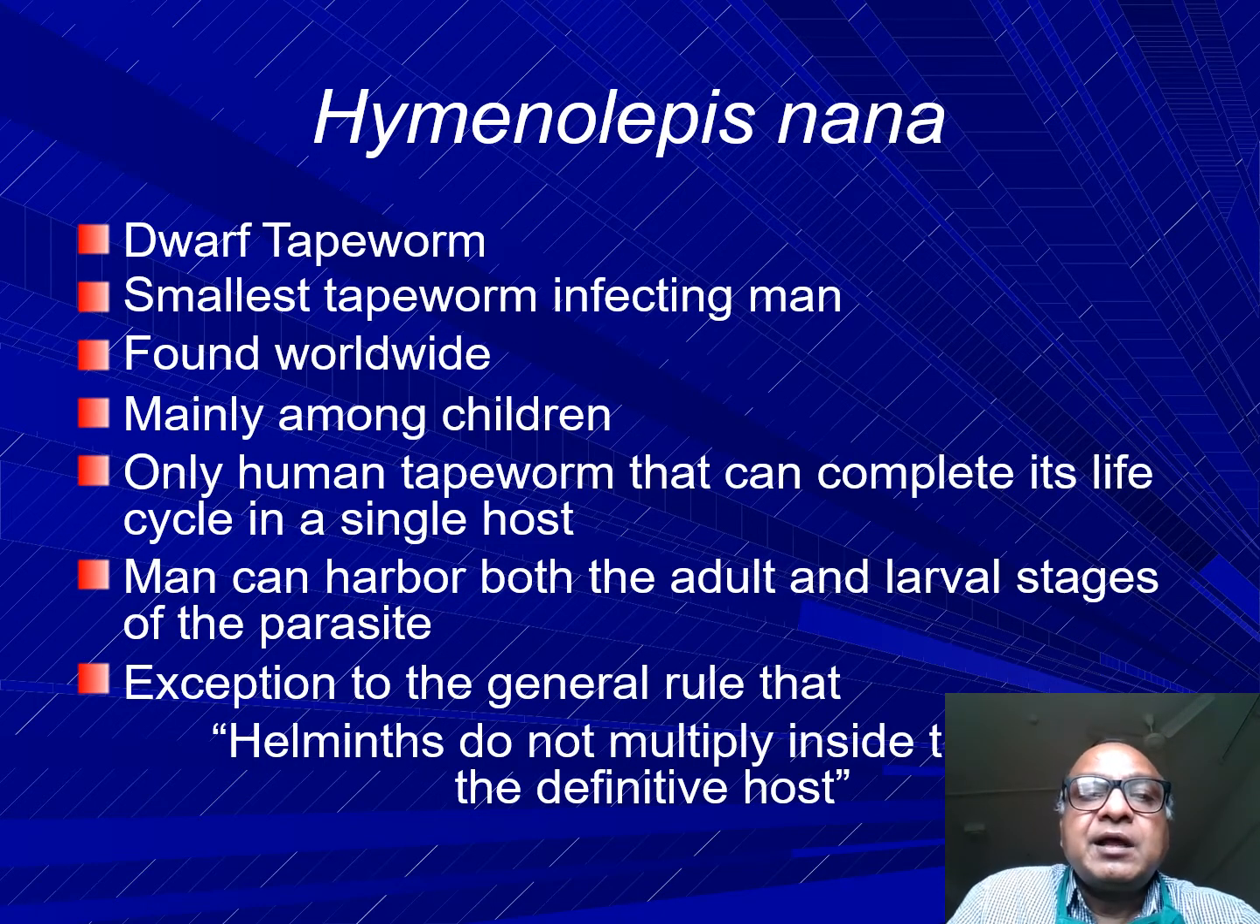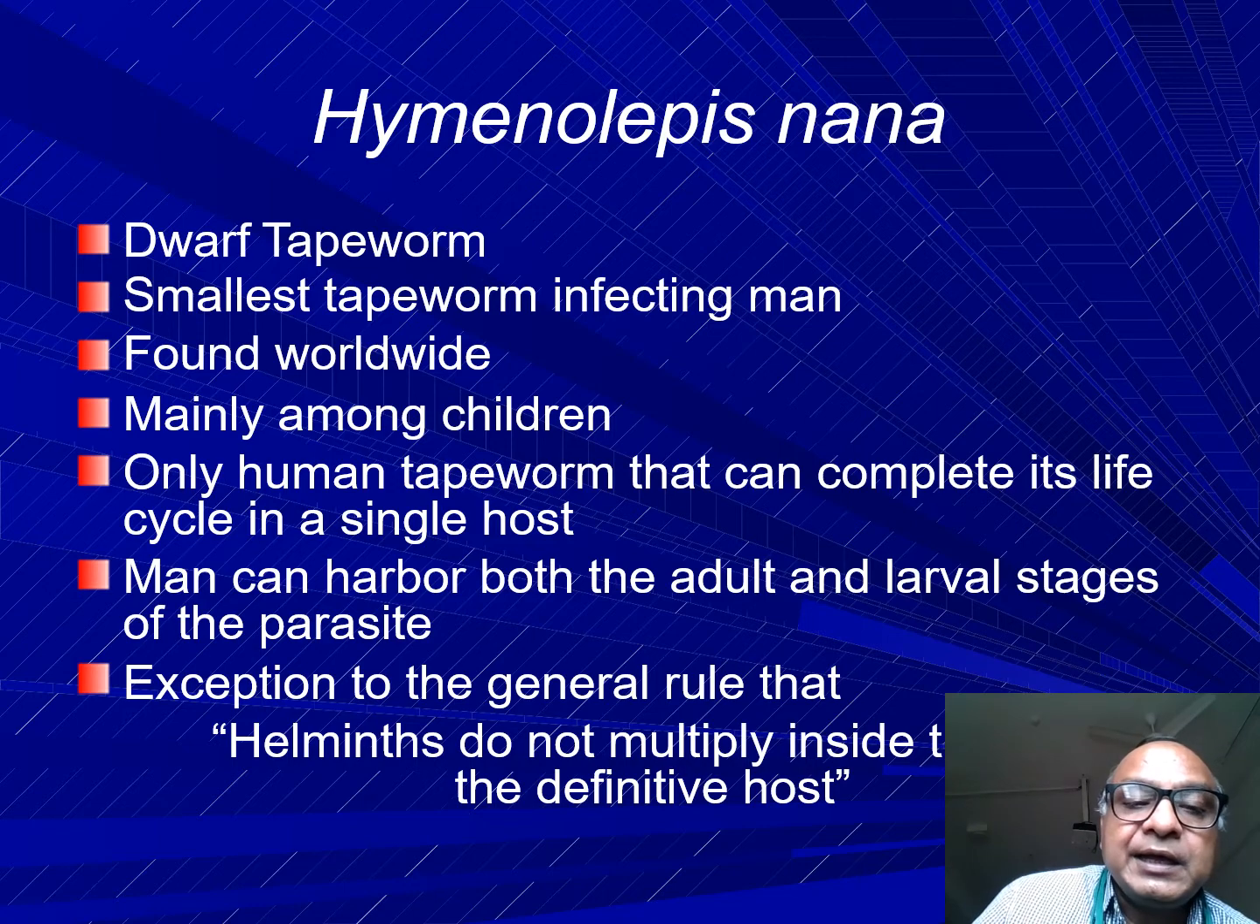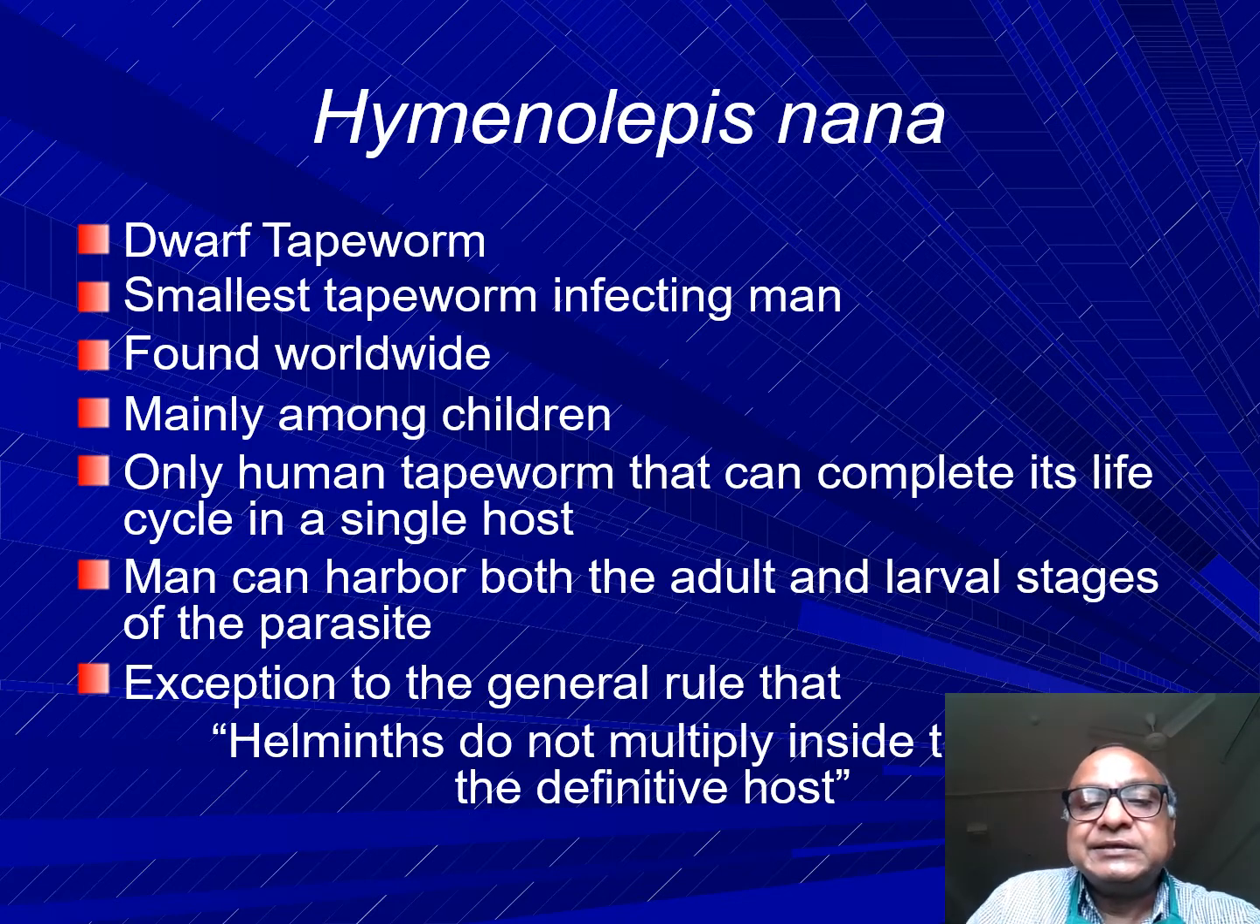Hymenolepis nana or H. nana, also known as dwarf tapeworm, is the smallest tapeworm infecting man. As I said earlier, the dog tapeworm is further smaller than this H. nana. It is found worldwide. It infects mainly the children, and this is the only human tapeworm that can complete its life cycle in a single host. And man can harbor both adult and larval stages of the parasite, and it gives rise to the exception of the general rule that helminths do not multiply inside the definitive host.